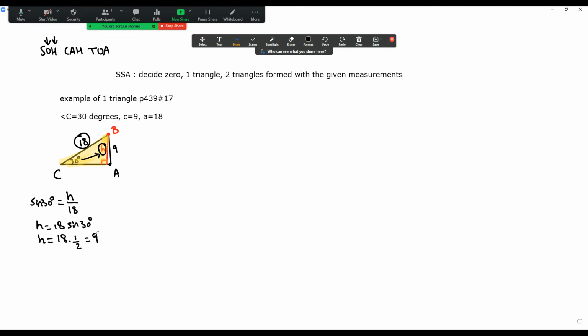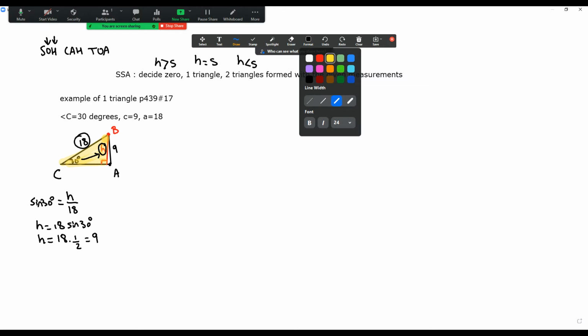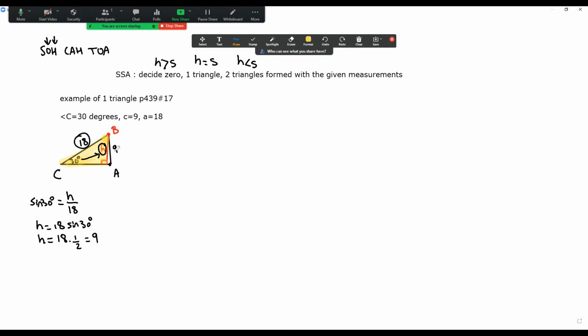After we find the height, there are 3 scenarios. If the height is greater than the side, then there's no triangles formed. If the height is equal to the side, then there's 1 triangle. If the height is less than the side, then there are 2 triangles. And we compare the height to the side facing the given angle. So here's the given angle, and here's the side facing it.